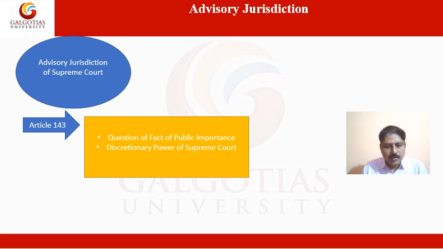The question of validity of a bill, rather than a statute in force, may be referred to the court, for Article 143 clause 1 does not contemplate reference to a question of law that is likely to arise. It has been further observed by the apex court in this case that it is for the President to determine what questions should be referred to the court. The court cannot go beyond the reference.